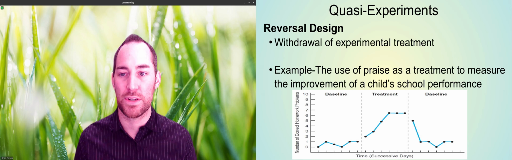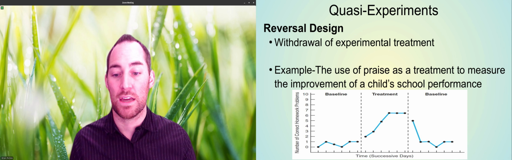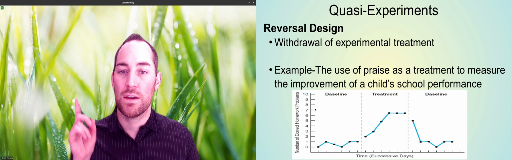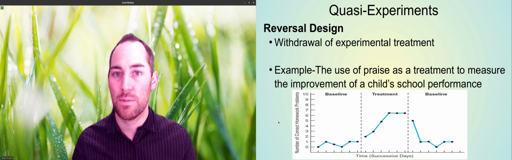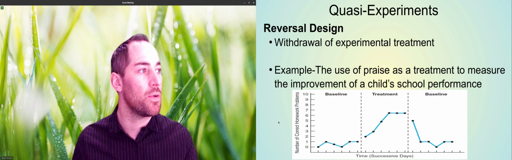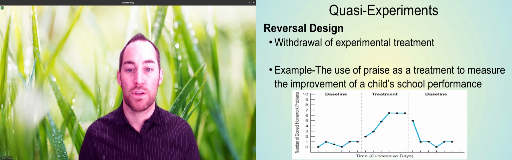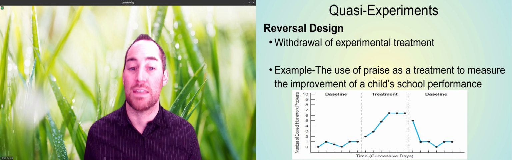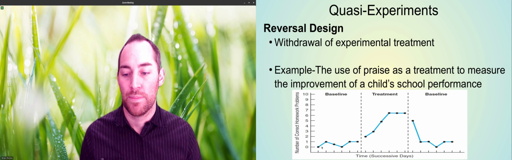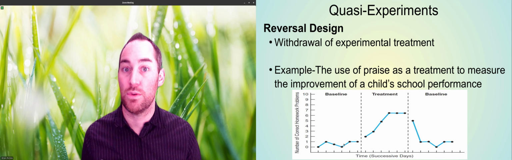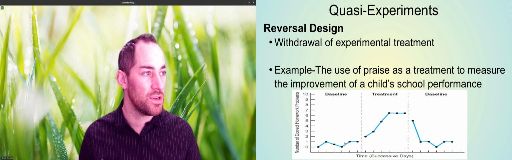So some examples here. You might do a reversal design is one example of quasi-experiment. So this might be one single individual. So you're trying to see if some kind of treatment will affect a child's school performance. You want them to do better on tests, you want them to do better in school, so your treatment is to praise them. Maybe that's your treatment. So you monitor them for a week, see how many times they do their homework, for example. They never turn their homework in, they never do their homework.